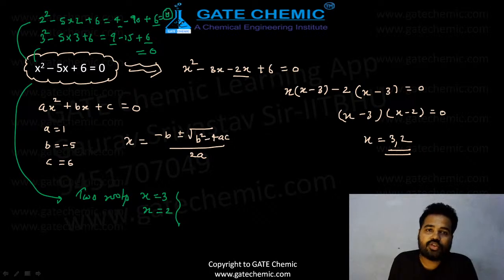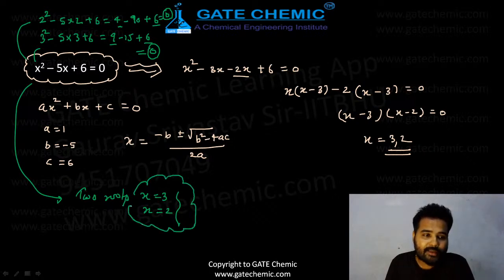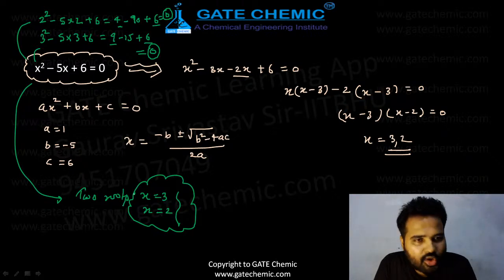That means we can tell both x equals to 3 or x equals to 2. Yes, absolutely correct, beta. Both are roots of this equation, x square minus 5x plus 6. So it is very easy to calculate the roots of equations.